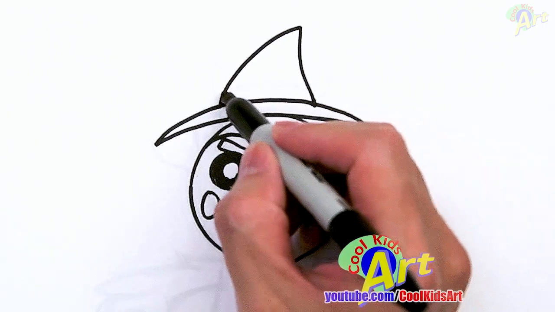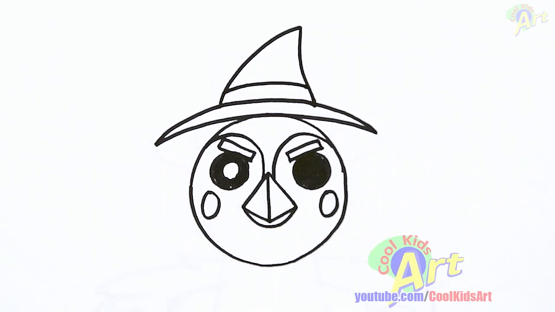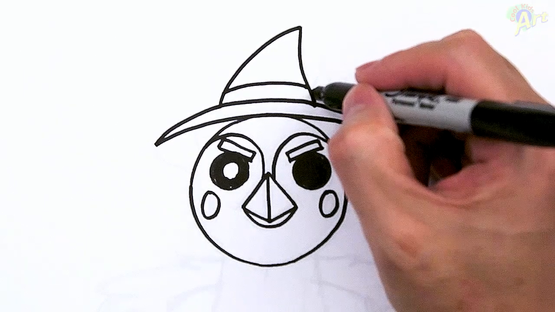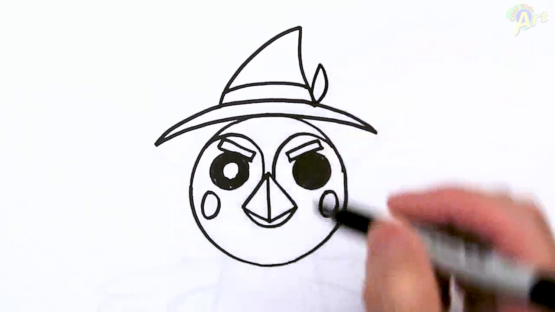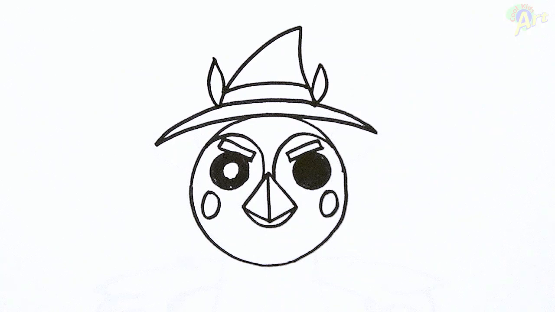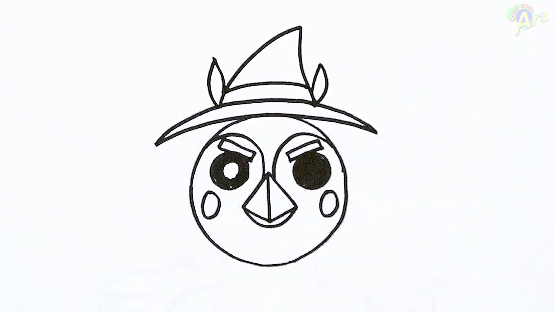Okay, and then for some details right here, just one big curve, just follow the same curve as this one on the bottom. And I think there's some kind of feathers here, right? I'm not sure what it is. So I'm just gonna draw like 2 little leaf shapes. You guys can probably tell me what that is because I couldn't tell from the images on the web.